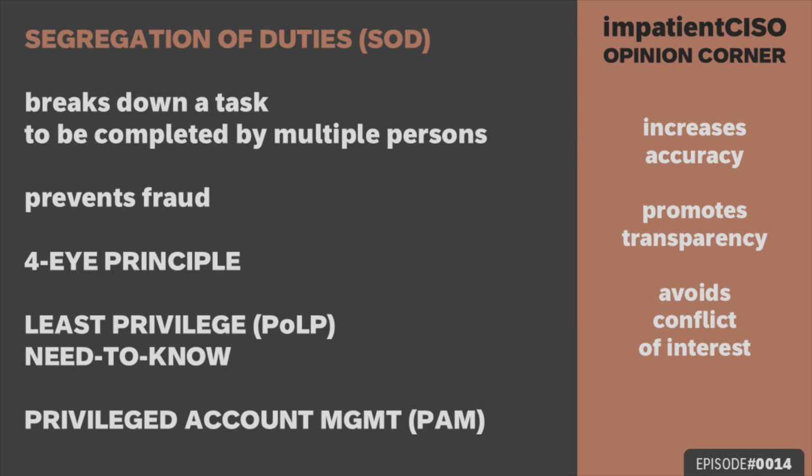It follows, of course, the least privilege principle. There's an abbreviation for that as well, and the need to know principle. So need to know as in what exactly do I need to do this job, or what do I need to know, or what do I need to have, what kind of access.